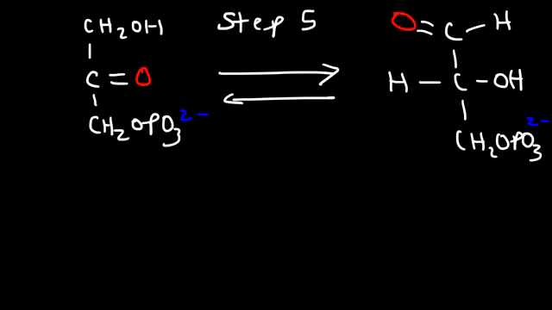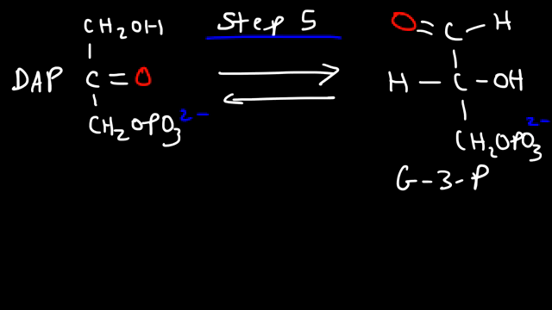So this is the last step of the investment phase. In this step, we're going to convert dihydroxyacetone phosphate, which I'm going to call DAP, into glyceraldehyde 3-phosphate. Now this is a reversible reaction, and looking at the reactant and the product, what's the chemical relationship between them?